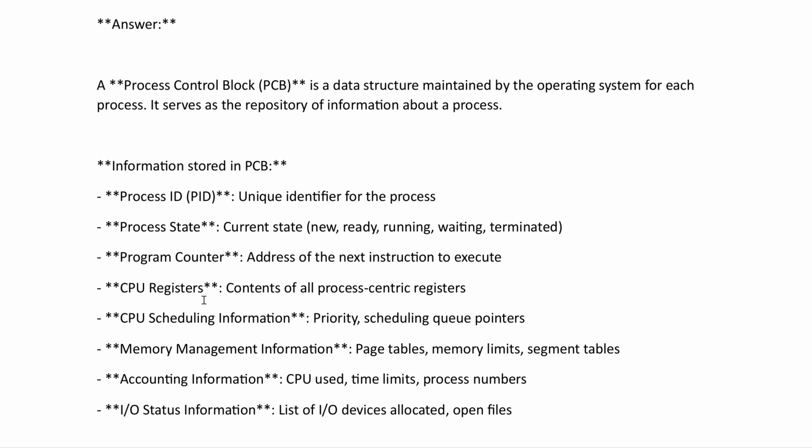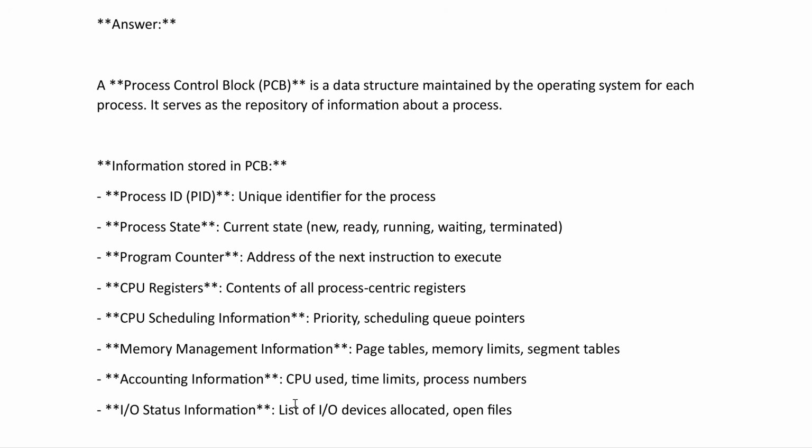The next type of information that can be stored in process control block is about the CPU registers. That is, the contents of all process-centric registers can be stored as information in the process control block. CPU scheduling information can also be stored in the process control block, and scheduling information pertains to information about priority of the process and scheduling queue pointers. Memory management information can also be stored as a part of information that can be stored in process control block. And memory management information is information about the page tables, memory limits, segment tables.